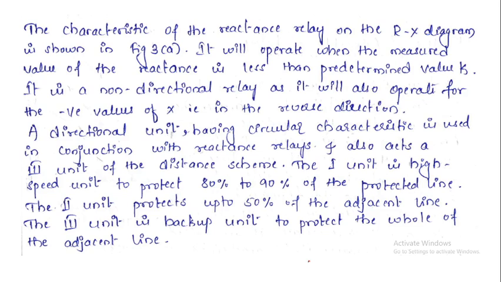Okay, then the characteristic of the reactance relay on the RX diagram is shown in figure 3. It will operate when the measured value of the reactance is less than the predetermined value K. It is not a non-directional relay, as it will also operate for negative values of X, that is, in the reverse direction also. A directional unit having a circular characteristic is used in conjunction with reactance relays and also acts as a third unit of the distance scheme.